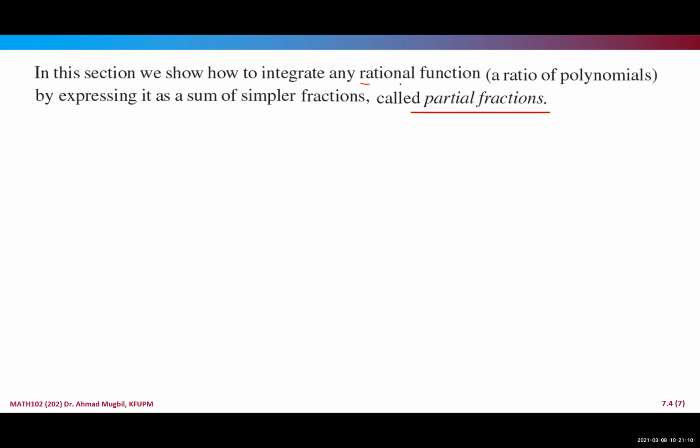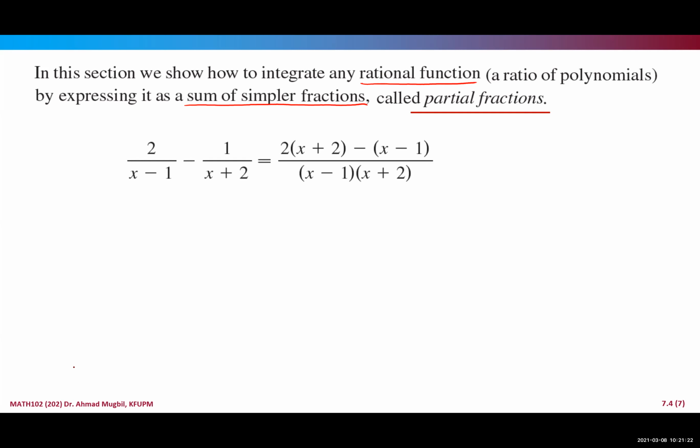When you have a rational function, which is a ratio of polynomials, it is possible to express this rational function as a sum of simpler fractions that are called partial fractions, like this. You know, ya shabab, that if you have two fractions, you know how to make them over one common denominator. So this is the LCD. You will multiply this by this and this by this, and you will have this.